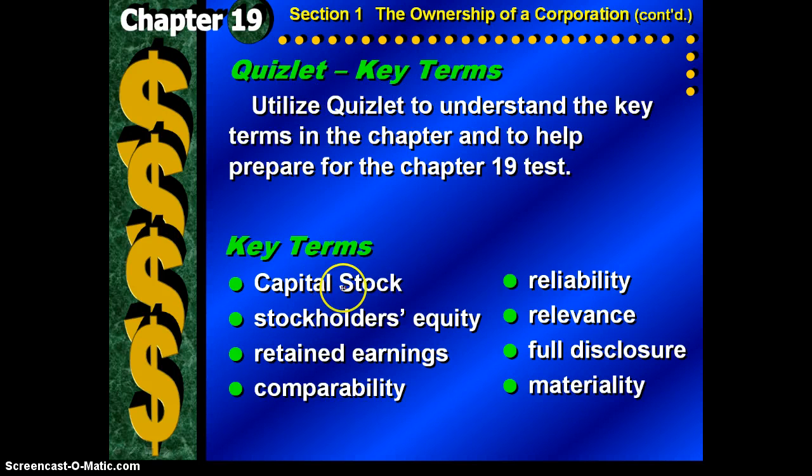And lastly, here are our eight key terms: capital stock, stockholders' equity, retained earnings, comparability, reliability, relevance, full disclosure, materiality. I encourage you to use Quizlet to understand the key terms in the chapter and to help prepare for your Chapter 19 test. All right, good luck and good studying.